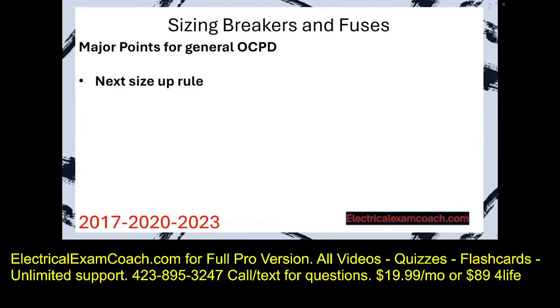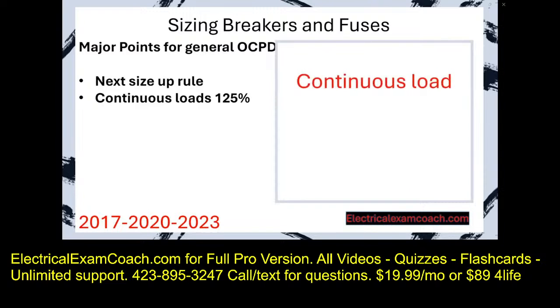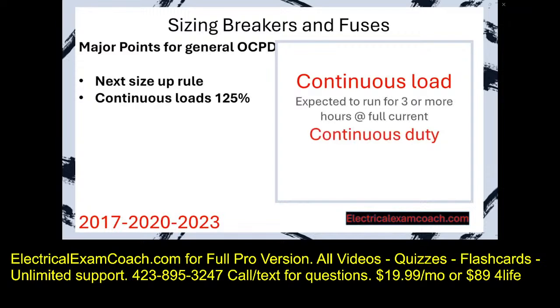The next major point is going to be continuous loads at 125%. There are two different names that you may see: continuous load or continuous duty. A continuous load is defined as expected to run for 3 or more hours at full current. And in the exam prep world, it's going to look like this. You have a load that's known to run for 5 hours. What would the blah, blah, blah? And it'll ask you for wire size or breaker size. Or it might say 5 hours or 10 hours. It doesn't matter how many hours it is.